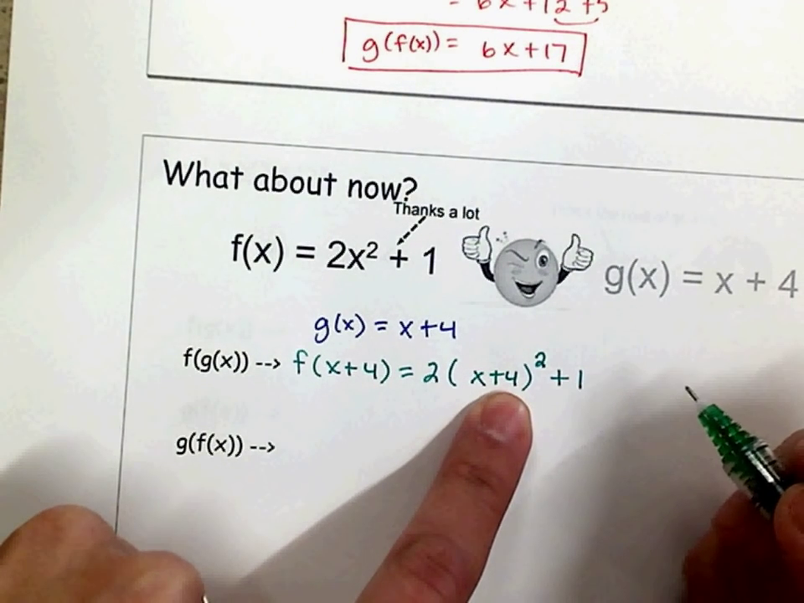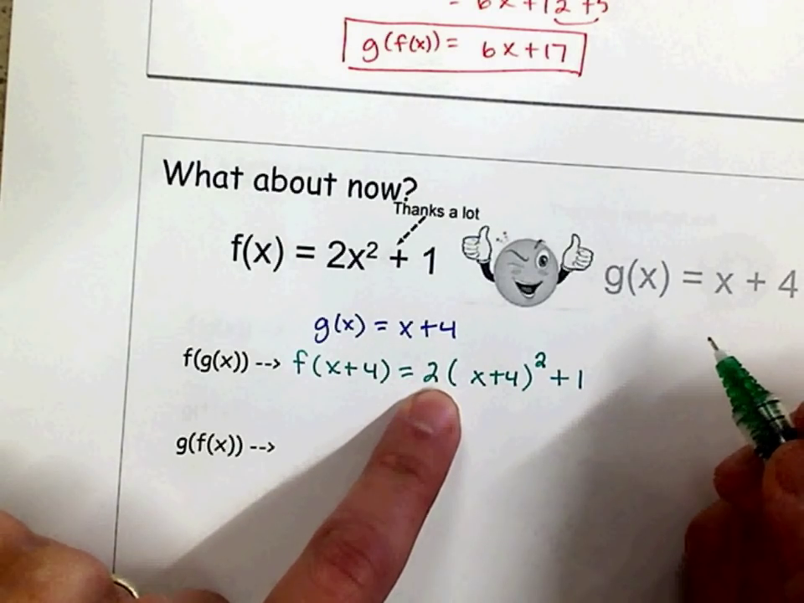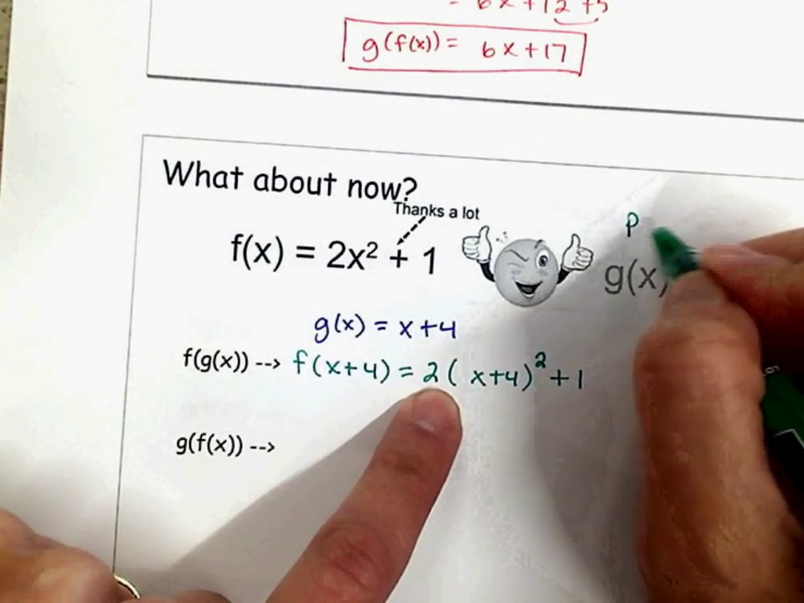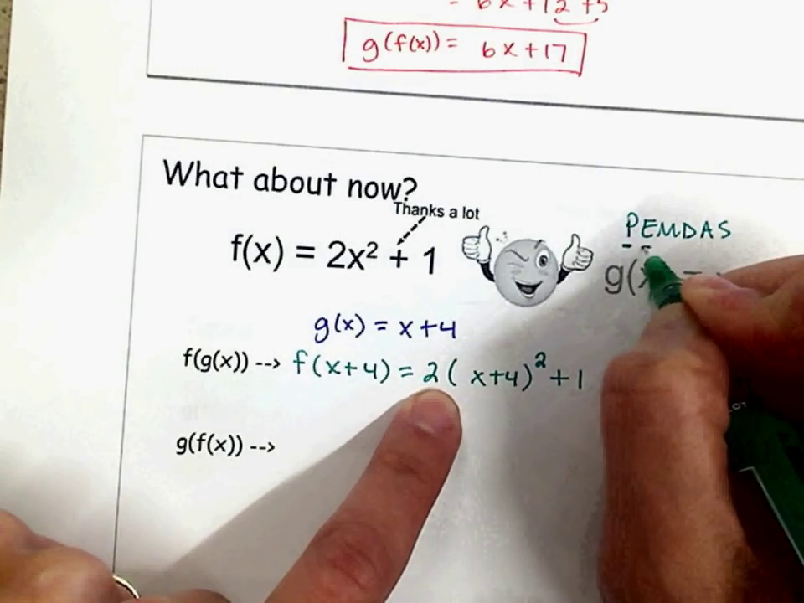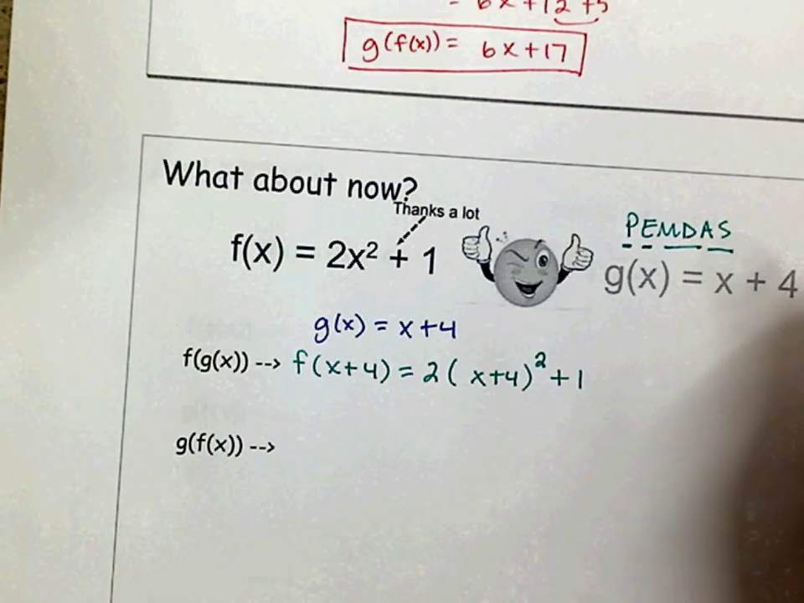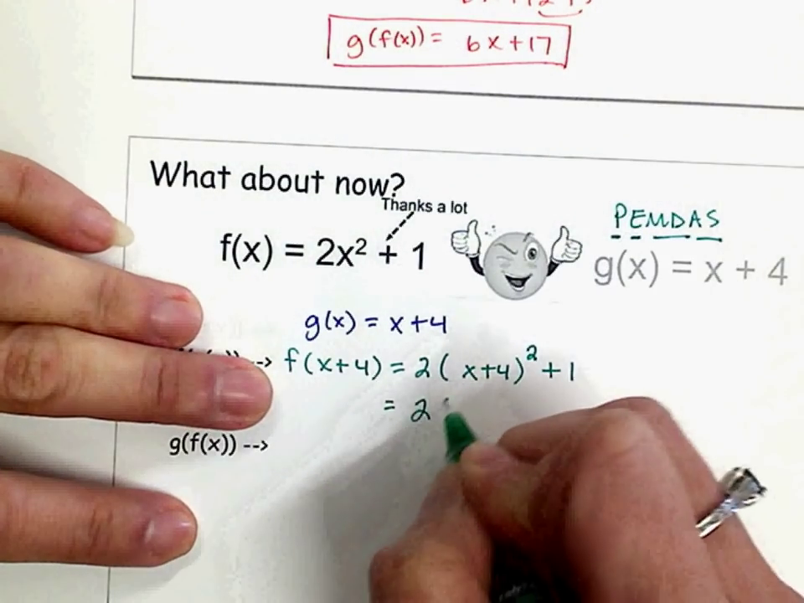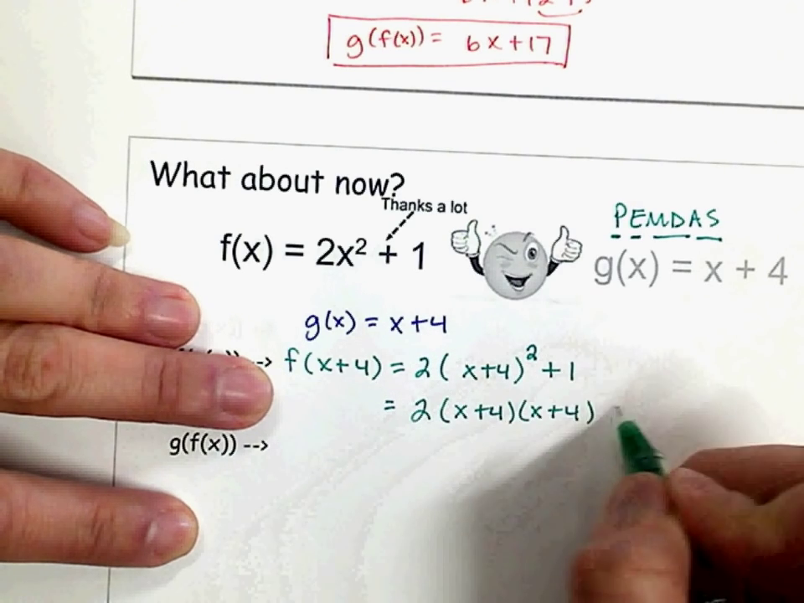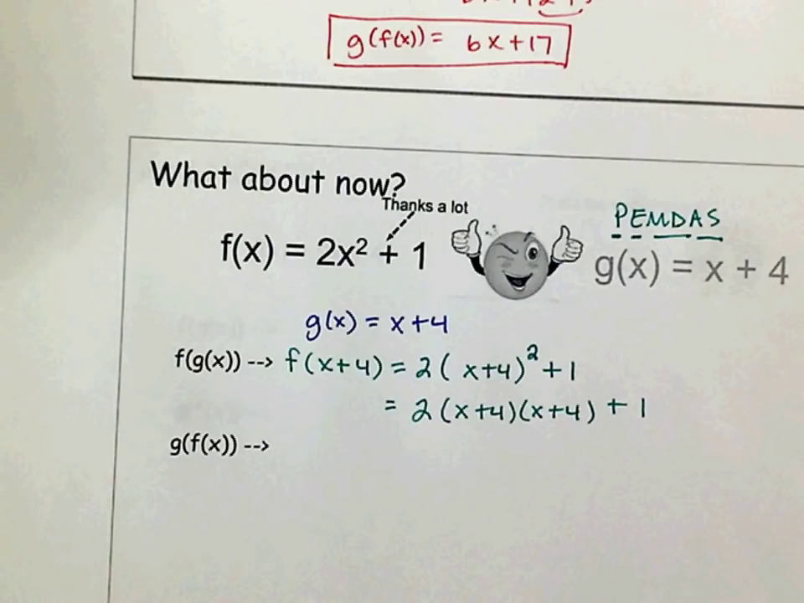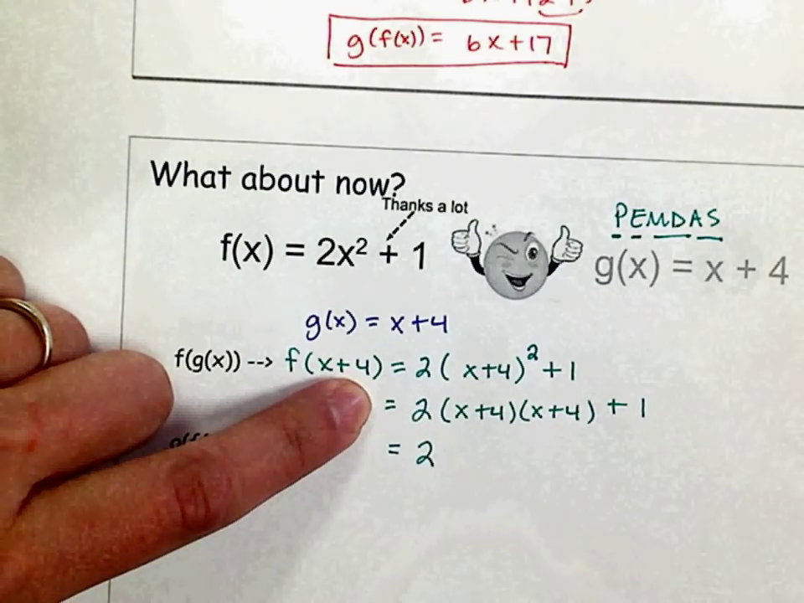Now you are not going to distribute that 2. You have to follow order of operation of, please excuse my dear Aunt Sally. Parentheses, exponent, multiply, divide, add, subtract. You got to follow that order. So I'm going to rewrite this real quick. 2 times x plus 4 times x plus 4. Squared means you have 2 of them, equals 1. Okay? Keep going. Let's distribute.